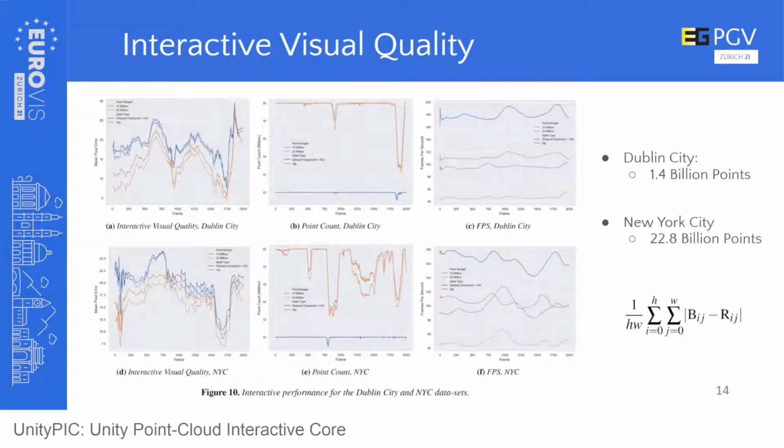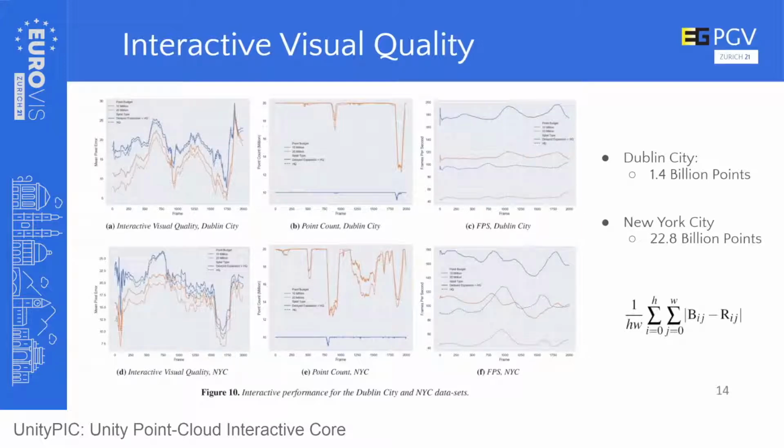For each experiment, a camera path is followed, and then the following are captured for each frame: the actual rendering of the frame, the point count, and the FPS for that frame. The captured renderings are compared against a high-quality baseline generated with 300 million points, and then the mean pixel error metric is used to summarize the differences in comparison to that baseline.